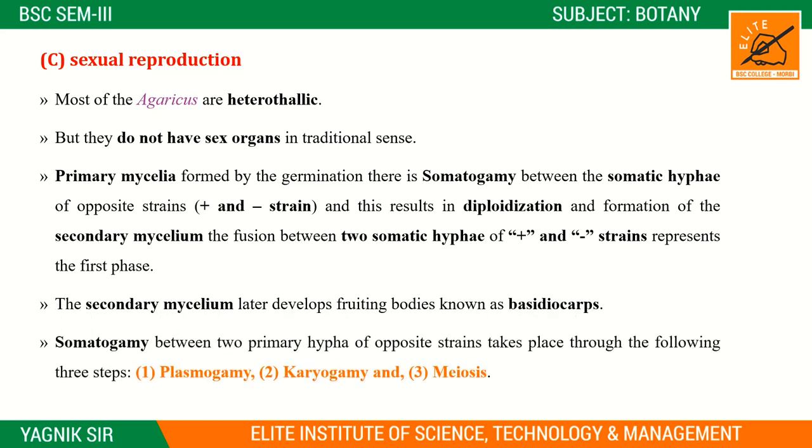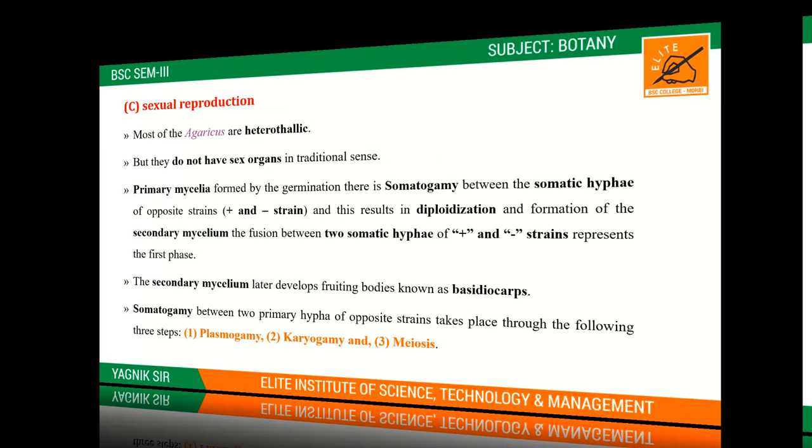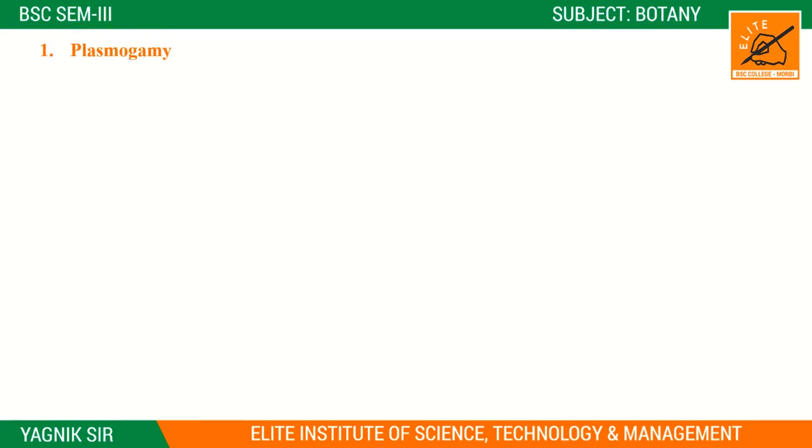So here somatogamy between the two primary hyphae of the opposite strands takes place through the following three steps. That means the first step is plasmogamy, another phase is karyogamy, and the third and last stage is meiosis. So here the first step is plasmogamy, and this is the first step in sexual reproduction.